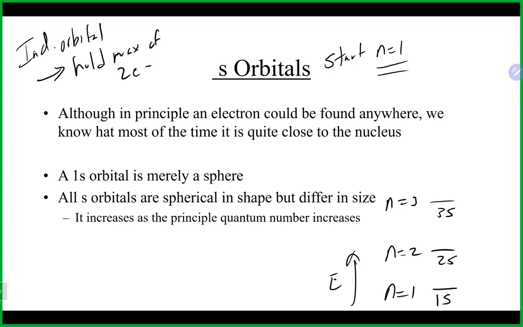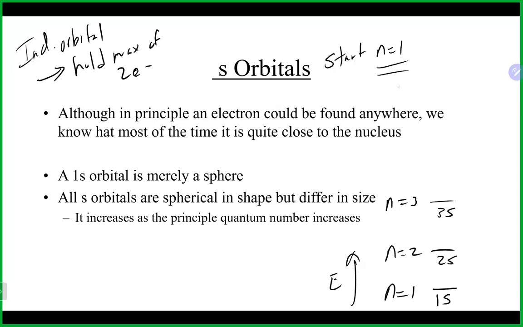So no matter what type of orbital it is, no matter what energy level it is, if you have one individual orbital, it can only hold a maximum of 2 electrons. The size does get larger as you go from one energy level to the next to accommodate all the electrons, but they're all basically the same shape.